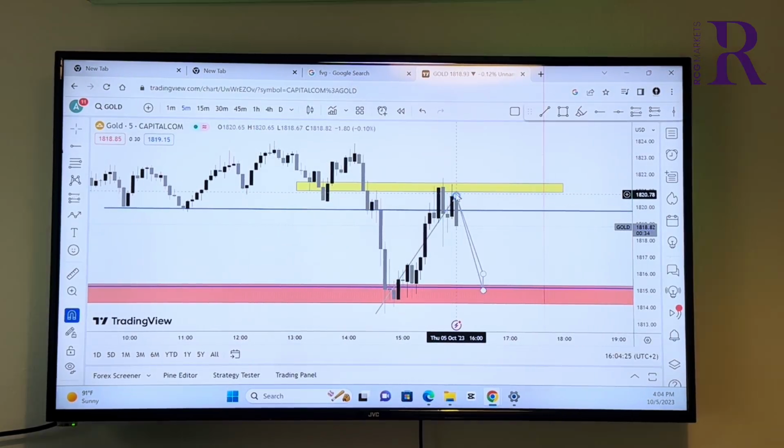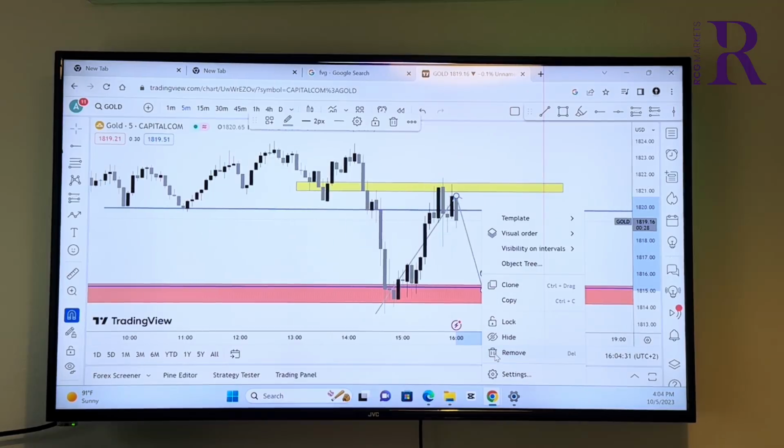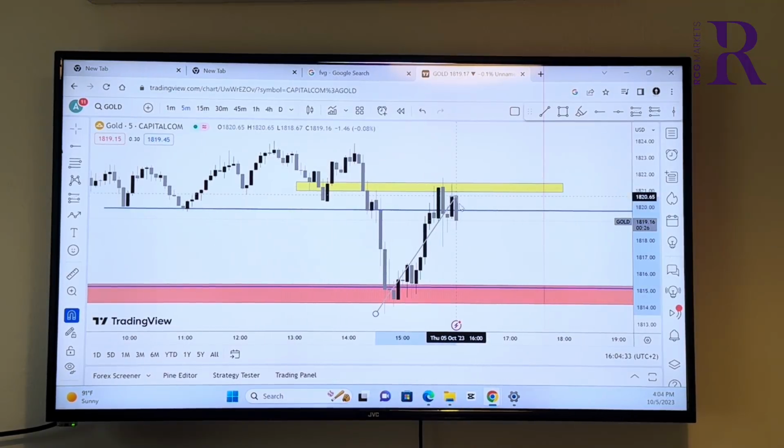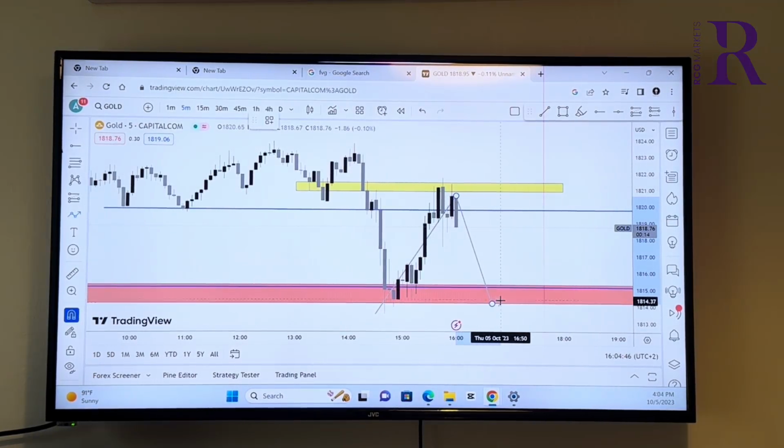Obviously I've highlighted the price now will travel from here. Price will not travel from here. Obviously just delete that actually and do this here. So price now will travel from there, just do that. Price now will travel from there and coming all the way down to here.